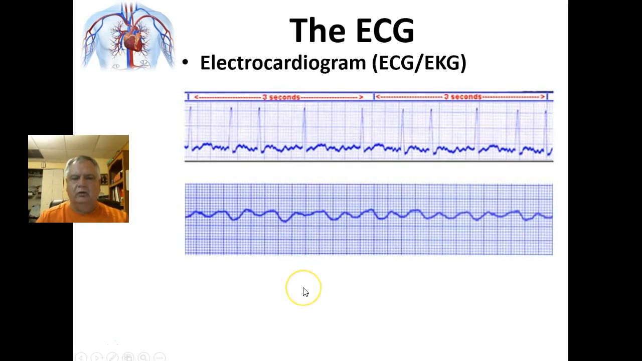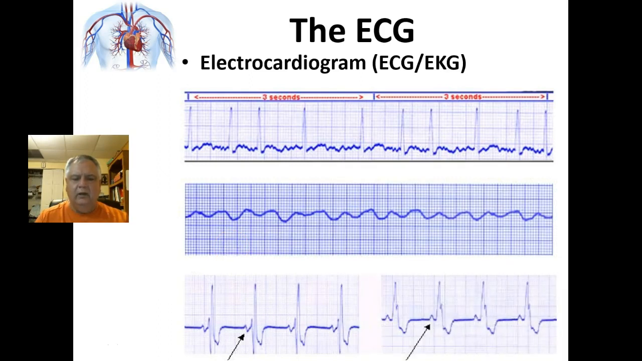All right, what about this one? Well, if we look at this one, we're not seeing any kind of coordinated contraction of the heart at all. This is an example of ventricular fibrillation, VFib, on this diagram. And what about this one?